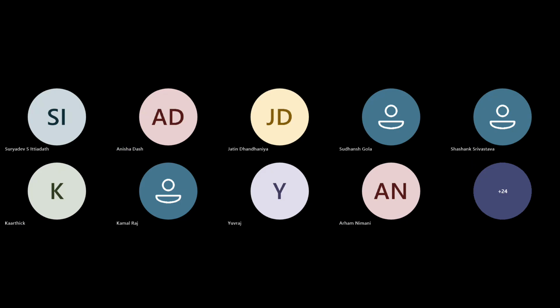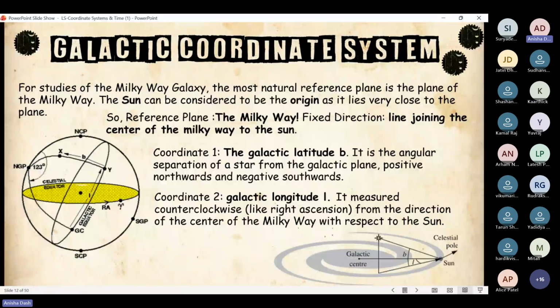Yeah. So basically, we define our origin to be the sun, and one reason for that is the sun lies very close to the plane of the Milky Way. And the specific direction is the line joining the center of the Milky Way and the sun. As the sun lies very close to the plane, they form a line which also lies in the plane. So do you have any specific doubt?